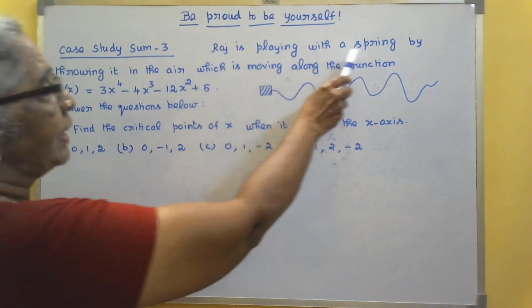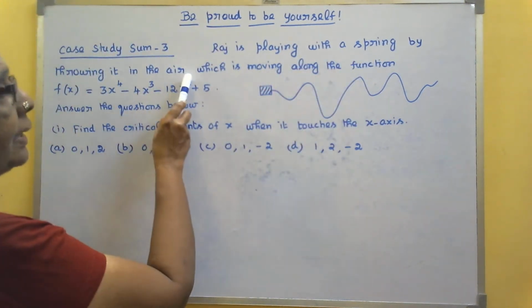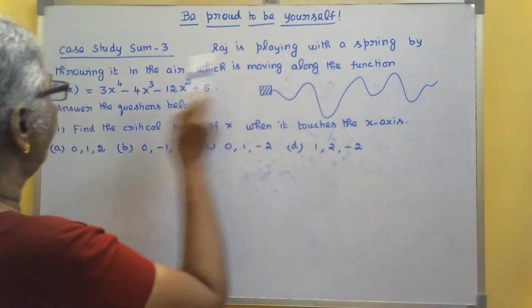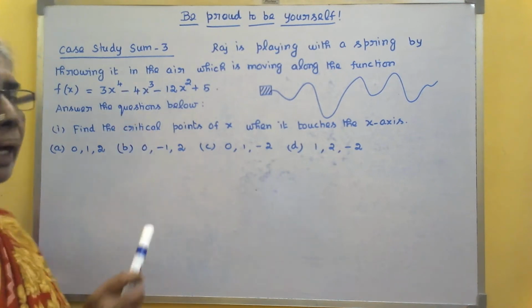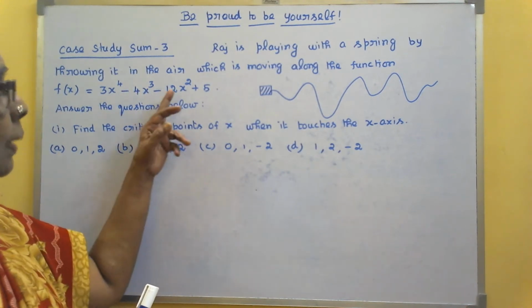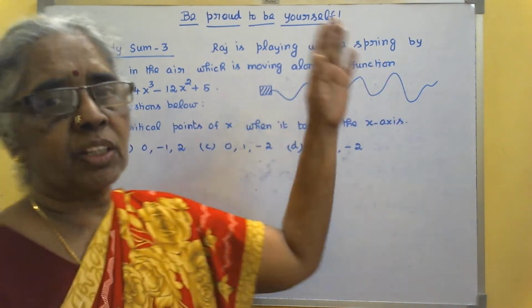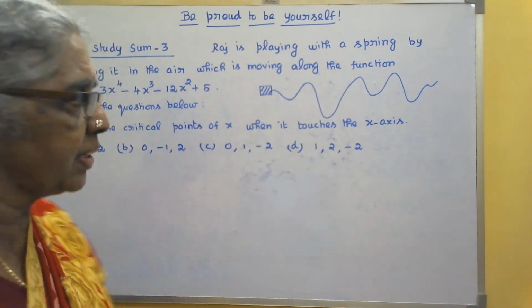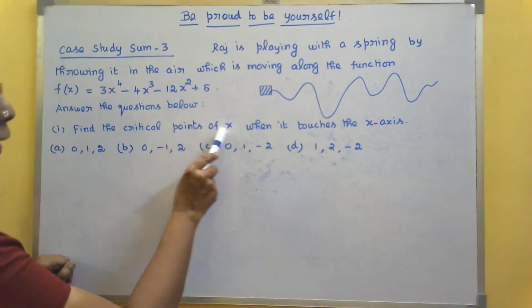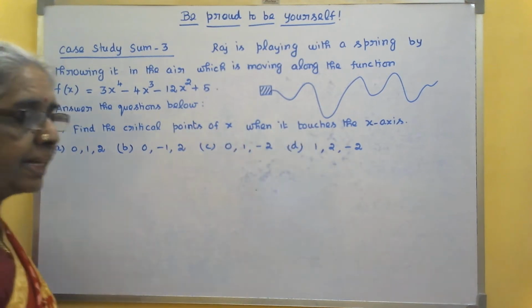Raj is playing with a spring by throwing it in the air, which is moving along the function f of x is equal to 3x power 4 minus 4x cube minus 12x squared plus 5, and this is the figure given. Now you have to answer the questions. Let us see the first subdivision. Find the critical points of x when it touches the x-axis.